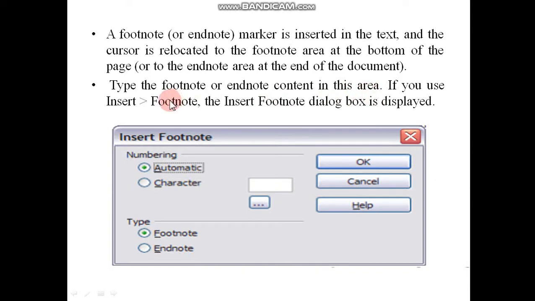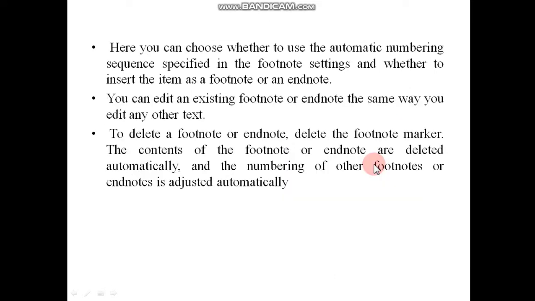If you use Insert Footnote, the Insert Footnote dialog box is displayed. See, numbering automatic, character, type like footnote, endnote. When you want to give numbering automatically, then we also use footnote, and then click on the OK button. Here you can choose whether to use the automatic numbering sequence specified in the footnote settings and whether to insert the item as a footnote or an endnote.